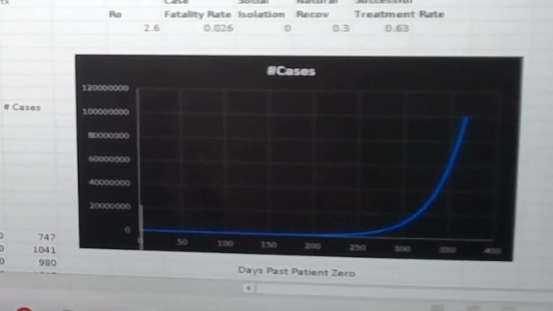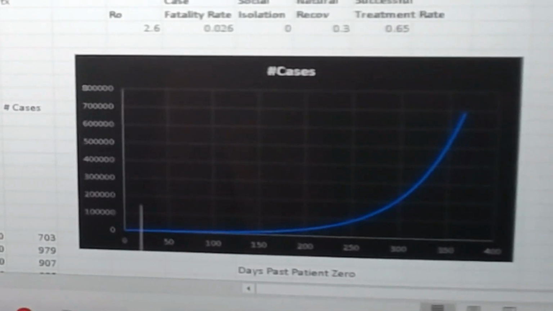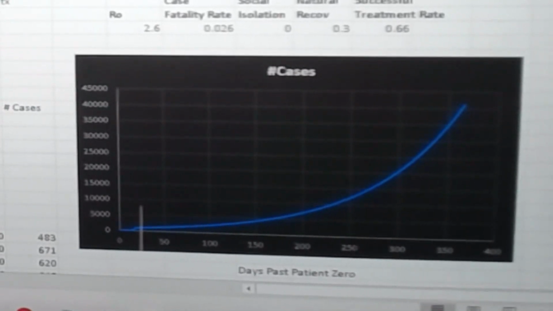0.64, still have a takeoff. 0.65. Basically what I'm doing is I'm typing in these parameter assumptions, 0.66. Okay, so now it seems like it's slowing things down.